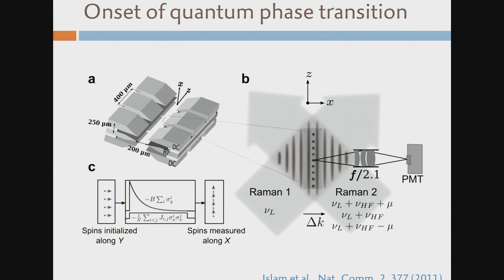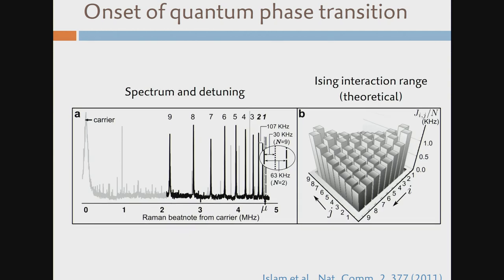And then you can study what's the final state that I reach as a function of the final magnetic field that I reach. Right, so then you can detune the laser by a different amount and see how the interactions decay with distance. This is a theoretical plot for the interaction strength.